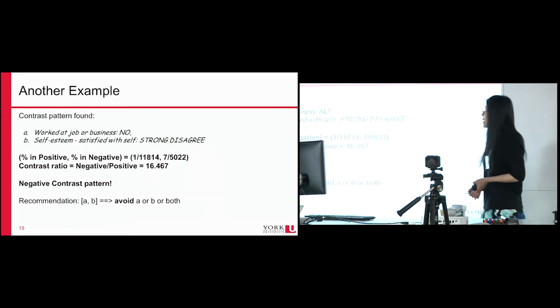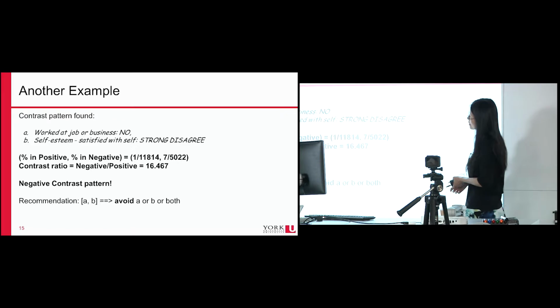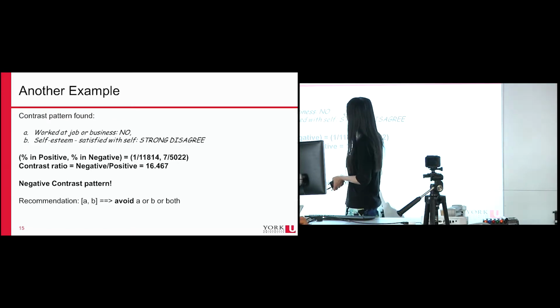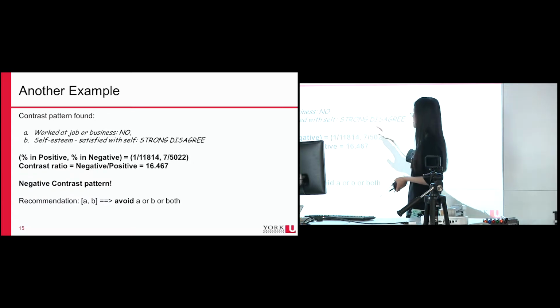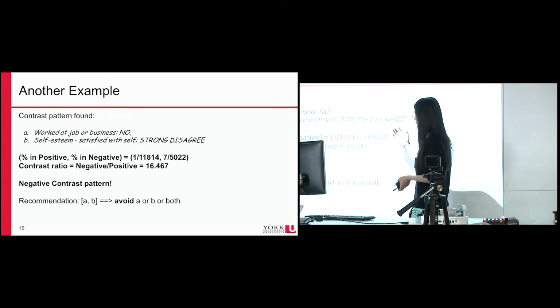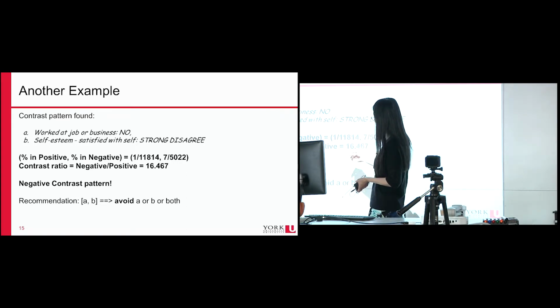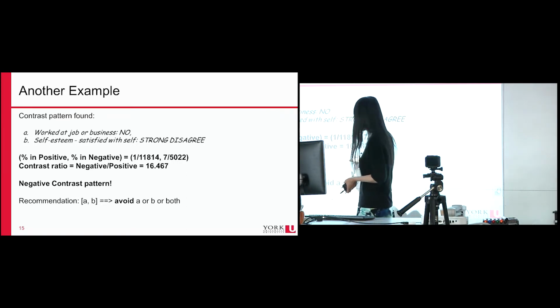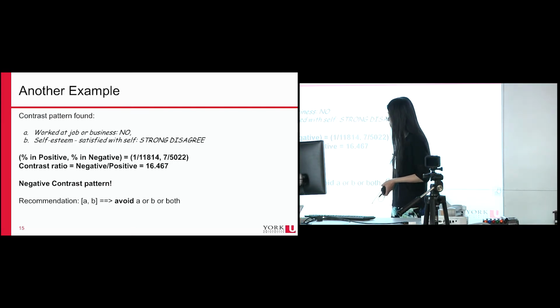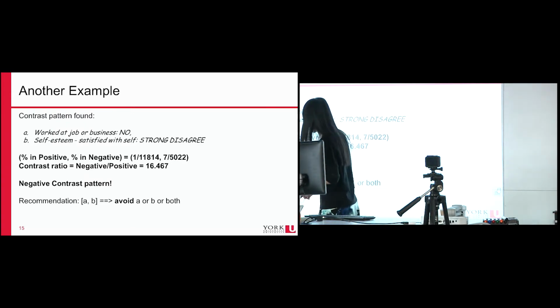Okay, and another contrast pattern example from that data set is that if the person is not working, and is strongly not satisfied with him or herself. So this is a contrast pattern. The contrast ratio here, negative over positive, is 16. Okay, still considered to be high. Because the ratio is negative to positive, we call it the negative contrast pattern.